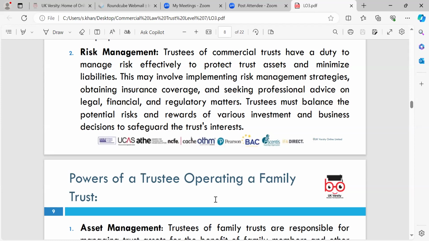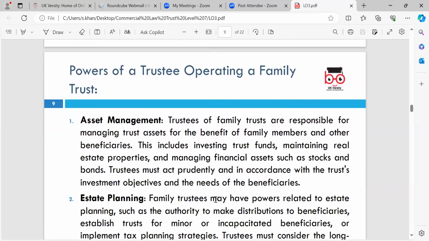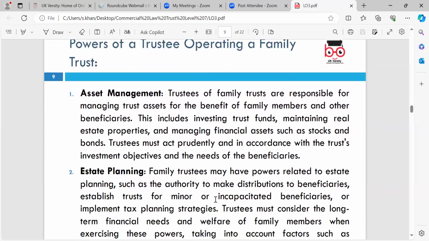Looking at the other assets held by the manager. So trusts nowadays are used in regards to trying to identify the commercial sides of it. The nature of a trust is to govern where the assets and underlying assets are situated. So it's really important to differentiate between a commercial trust and a family trust. The next one we're looking at is powers of a trustee operating a family trust.